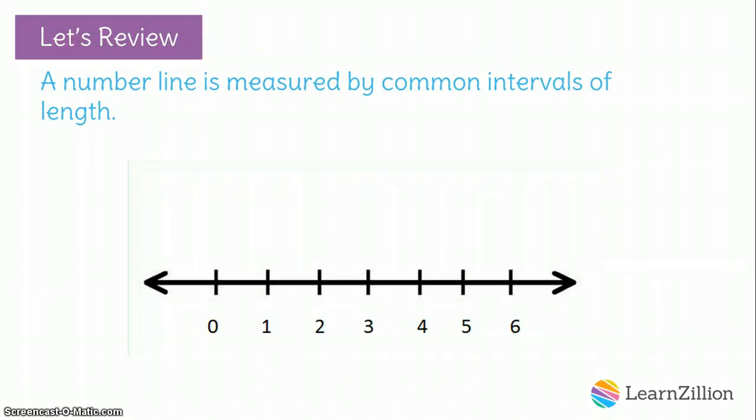Let's review. A number line is measured by common intervals of length. Here, the unit interval is one whole. The intervals between 0 and 1, 1 and 2, 2 and 3, and so on are all the same length, and this can continue on forever.